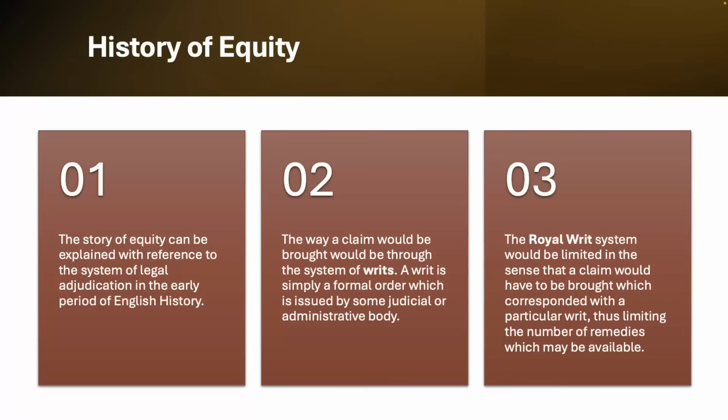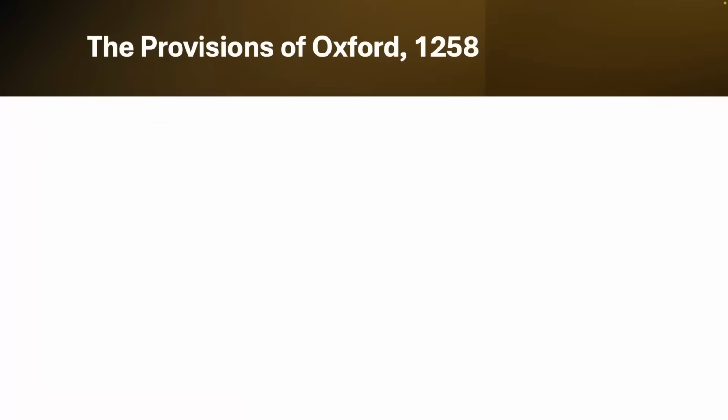So this would limit the number of remedies available at any one time, depending on the case. The type of writ, a particular writ, would limit the type of case which could be brought.